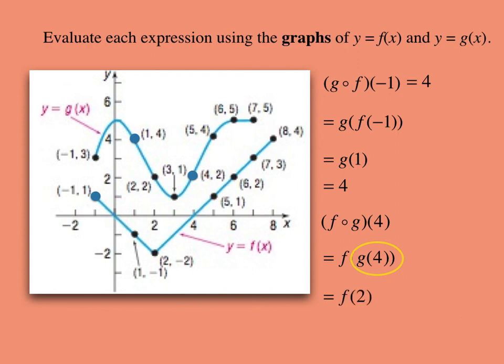So we want to find f of 2. Let's look at our x-axis at 2. The value of the function f is negative 2 at that point. So the original problem, f of g of 4, is equal to negative 2.